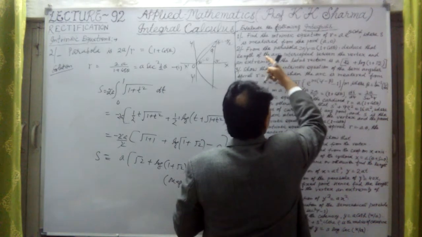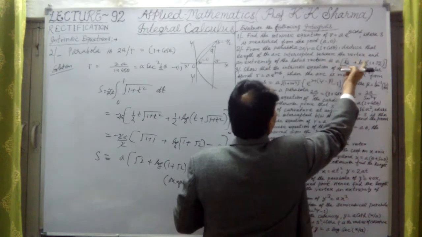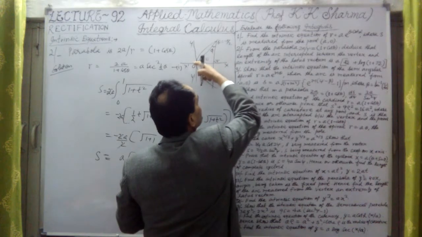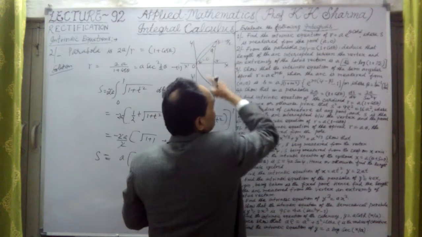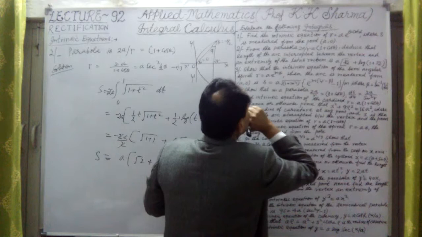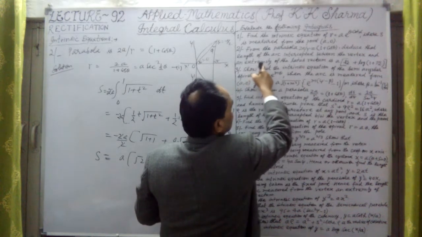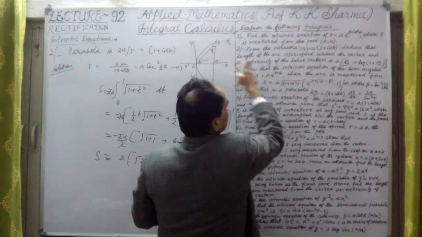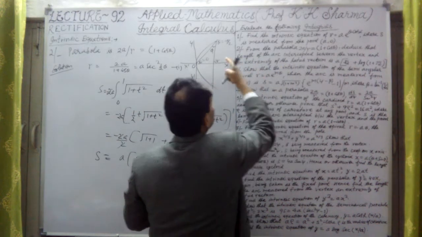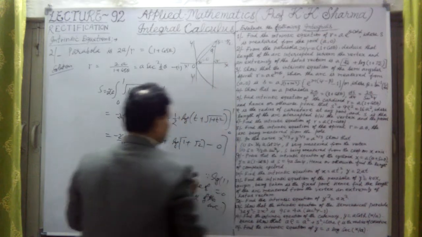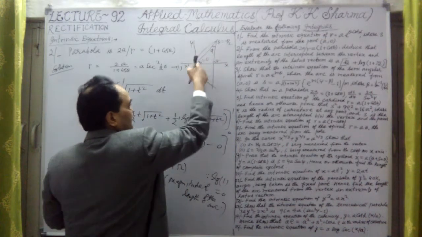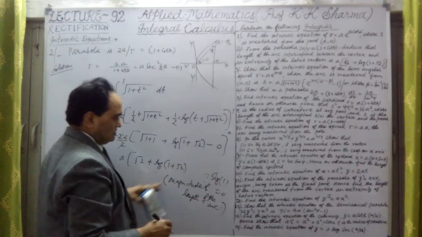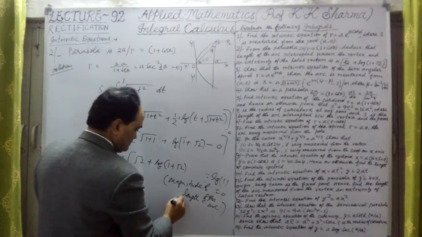It's from the parabola. The length of the arc intercepted between the vertex and the extremity of the latus rectum is this. So the latus rectum, intercepted at one of the extremities of the latus rectum and the vertex, this length is that. So this is the length. Same answer is obtained, hence proved.